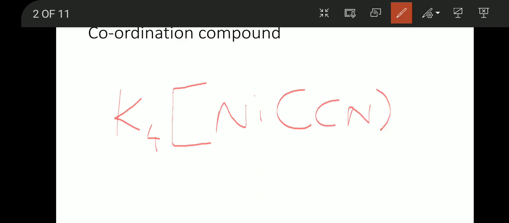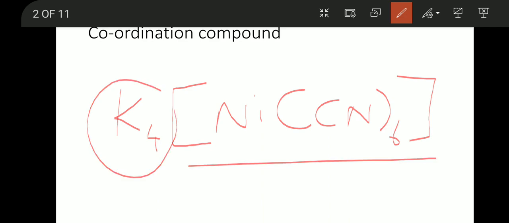In here you can see K4[Ni(CN)6]. Like this. So here you can see within the brackets there is a compound which we say a coordination compound. Outer this sphere we call as outer sphere. So this belongs to outer sphere and this part belongs to inner sphere, which we have the coordination compounds.